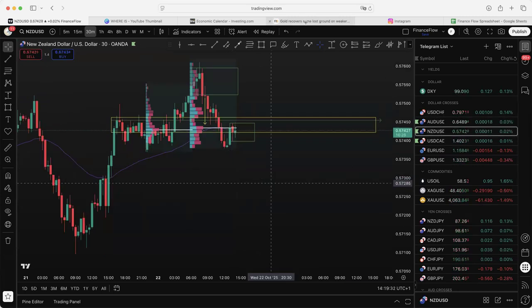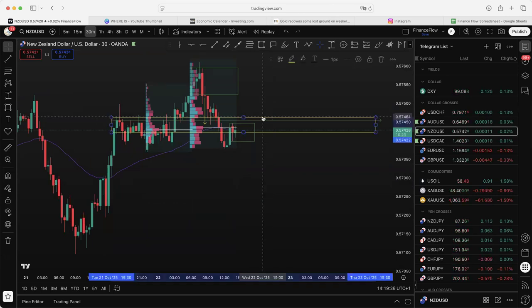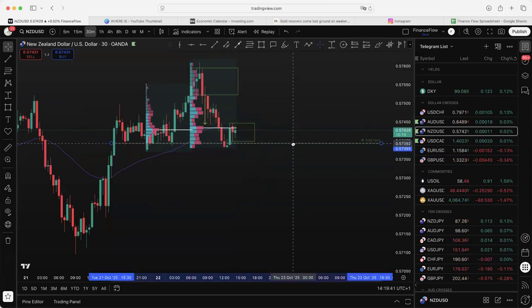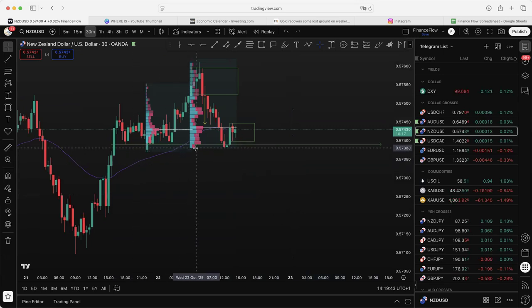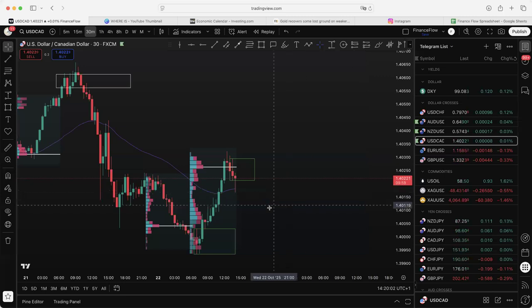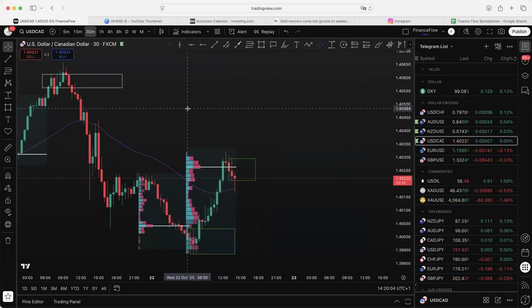Very, very similar with NZD USD. If you can see here, this level of support is holding up very, very nicely. We struggled to break through and reacted well. So again, we're going to be looking for that kind of confirmation that we're going to continue to the upside, as well as USD CAD, which was looking good.